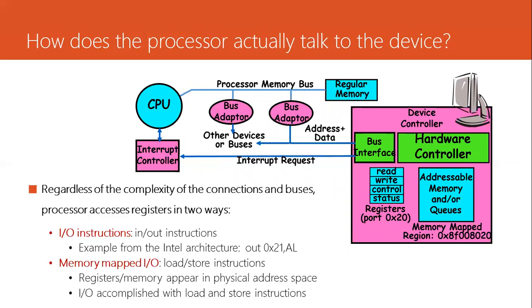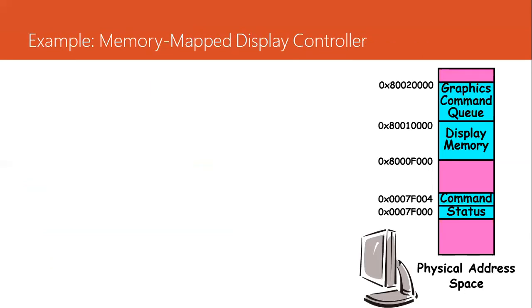Memory mapped IOs are by far the most popular choice implemented in modern computer systems because not all processors have IO instructions. But if you happen to write device drivers, then you will certainly run into these IO instructions. Here is a typical physical address space.